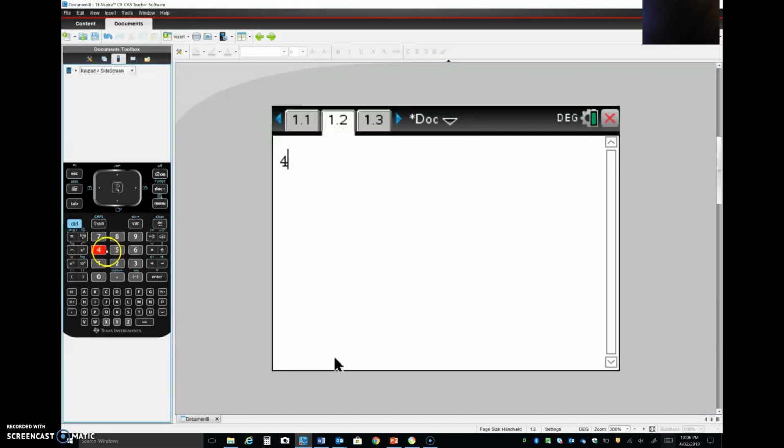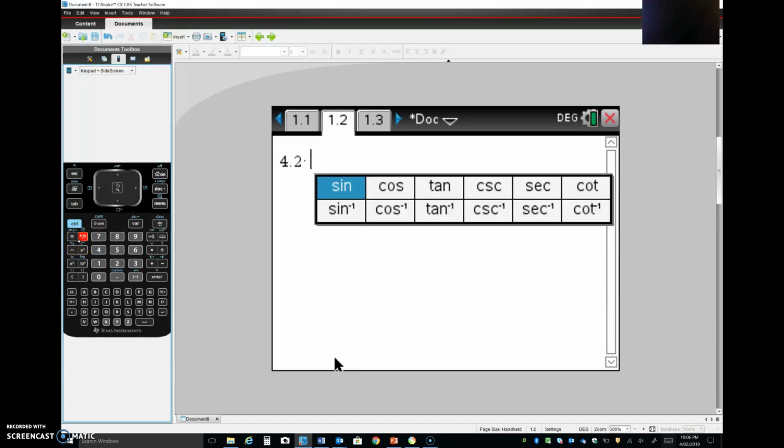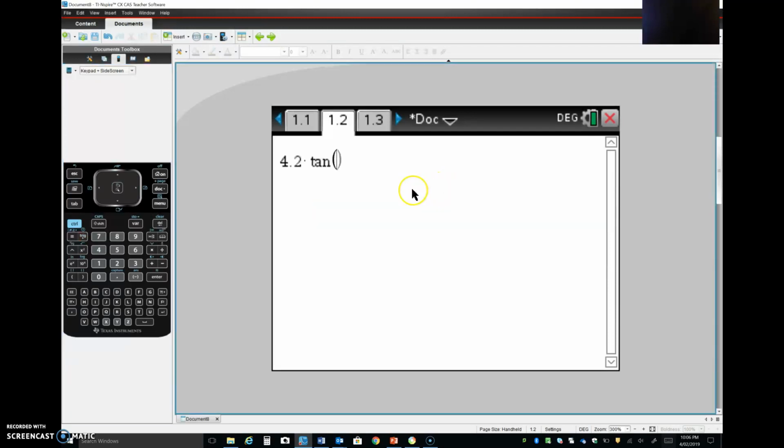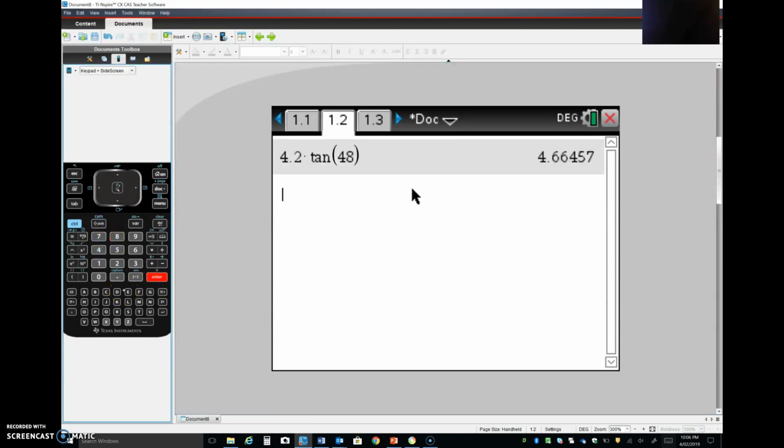So I'm going to go 4.2 times, and then I go over to this button that says trig, and I tap that, and I'm going to choose tan this time. So you might want to use sine or cos. Later on we'll even use some of these inverse sine, cos and tan functions, but right now just tan of, what was it again? 48 degrees. And I push enter, and we get 4.66, so forth. Okay, so we'll say 4.7 for that one.